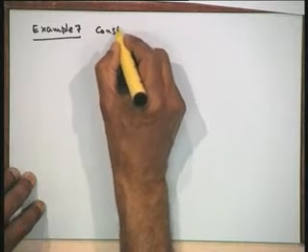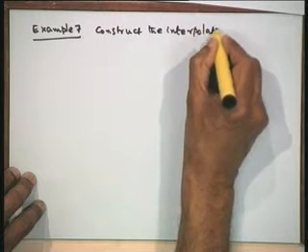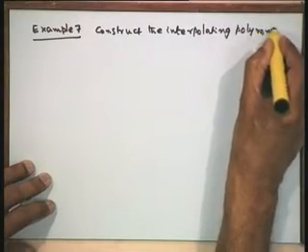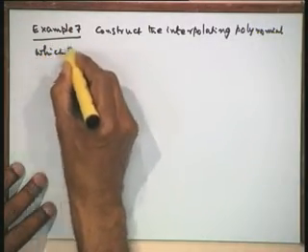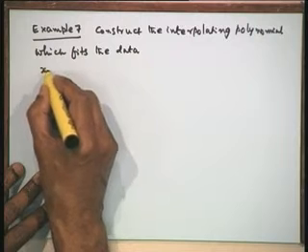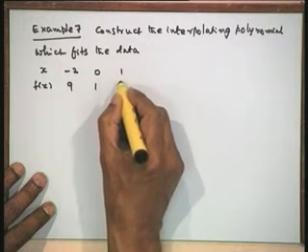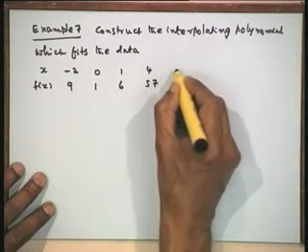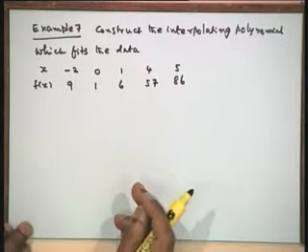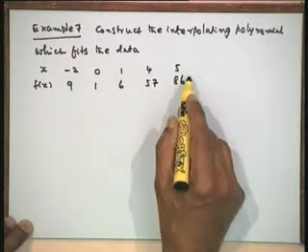So, I would write: construct the interpolating polynomial which fits the data. x, f x: minus 2, 9; 0, 1; 1, 6; 4, 57; 5, 86. Now, we note that there are 5 points here.